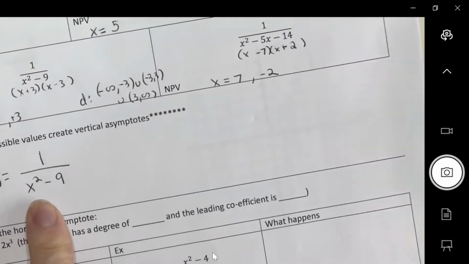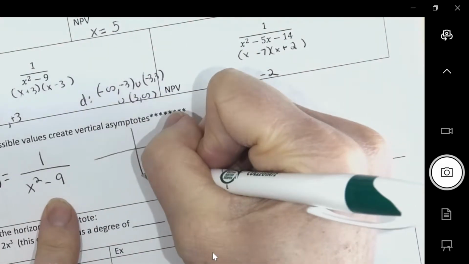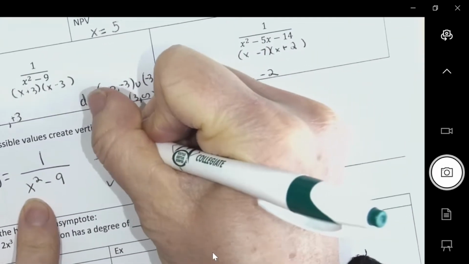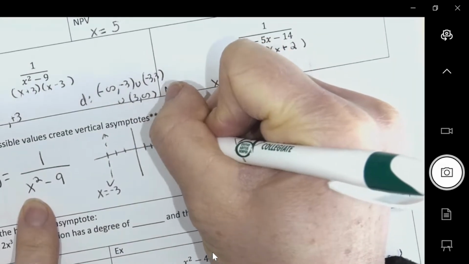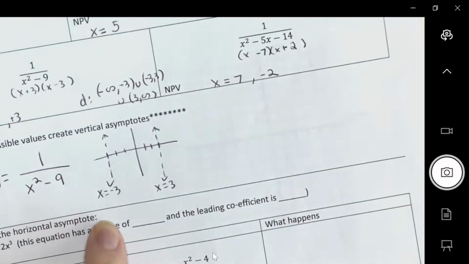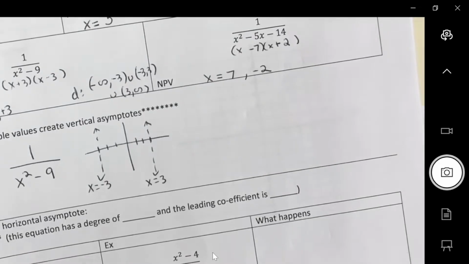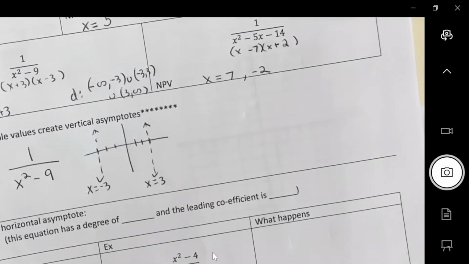So here, the non-permissible values will create asymptotes. That's what they're going to do to your graph. So we talked about the x can't be -3 or x can't be 3, so we create asymptotes there, and they're vertical. And when you draw vertical lines, it's x equals.